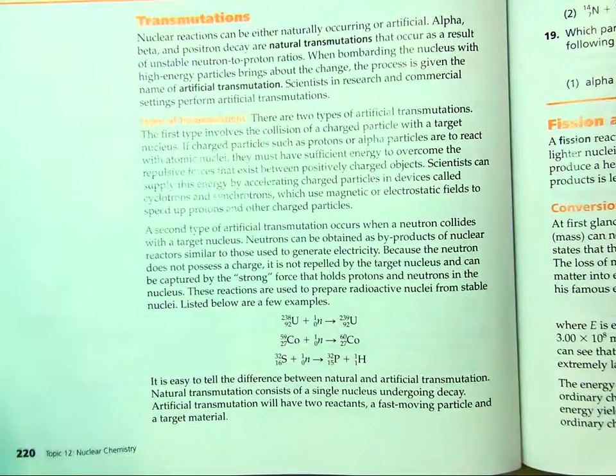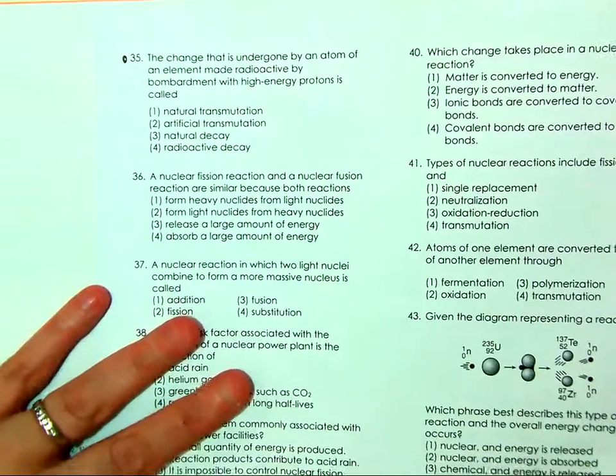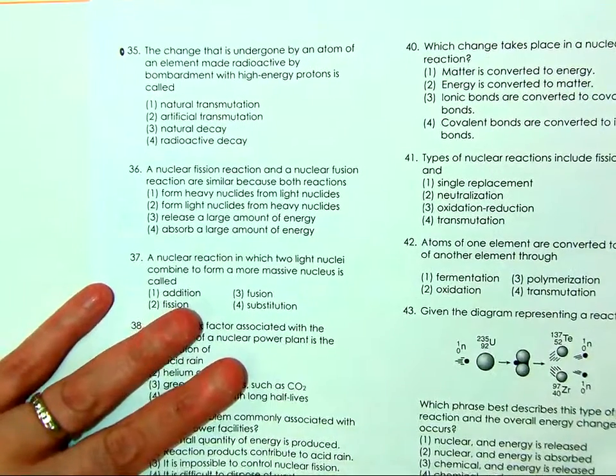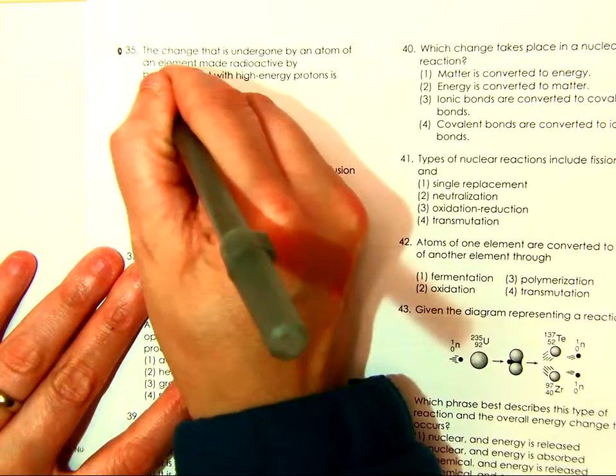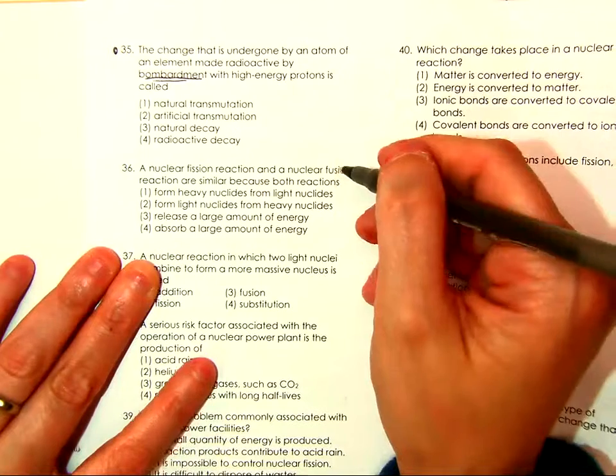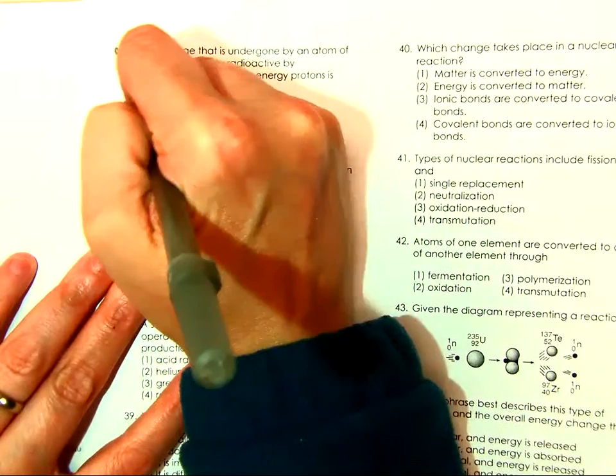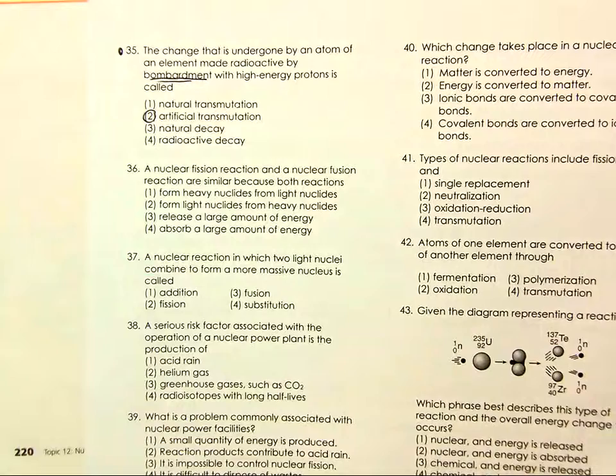And another example, number 35. The change that is undergone by an atom of an element made radioactive by bombardment. So that term where we are adding something to the left-hand side, by definition, artificial transmutation.